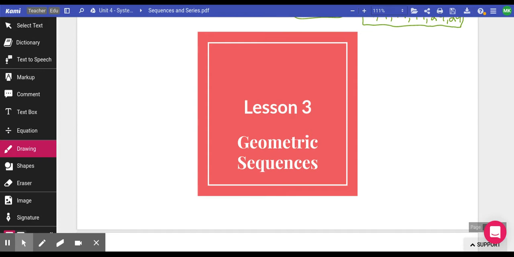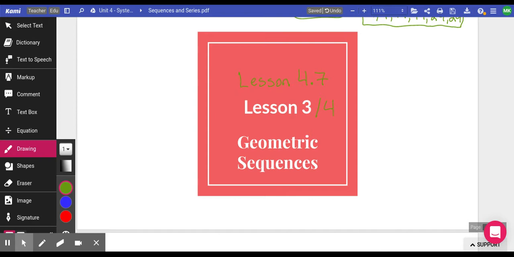Today, what we're going to do is lesson 3 of the sequences and series portion of Unit 4. This is also in your notes as lesson 4.567, I believe. So we're actually going to do lessons 3 and 4 today because lesson 3 is super short, so we're just going to combine them together.